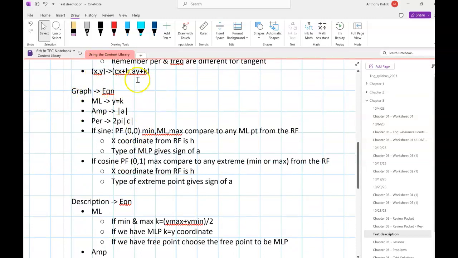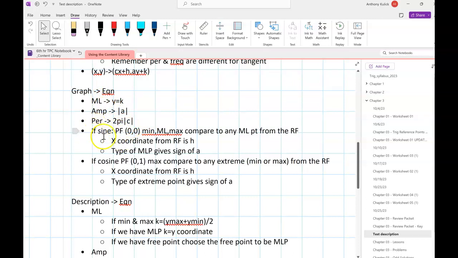To go from graph to equation, the first thing we'd like to do is find that midline, and I use that to get the K. The amplitude, I can use that to get the absolute value of A, and the period to get the C. So just writing that stuff down so I remember that.